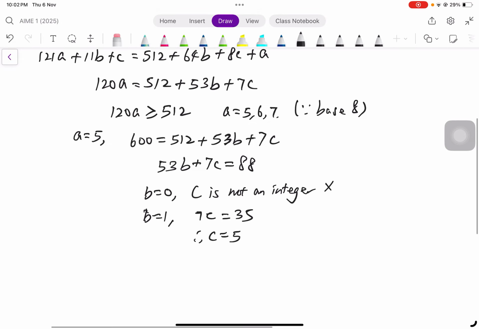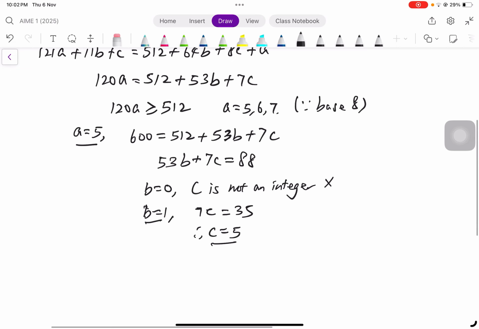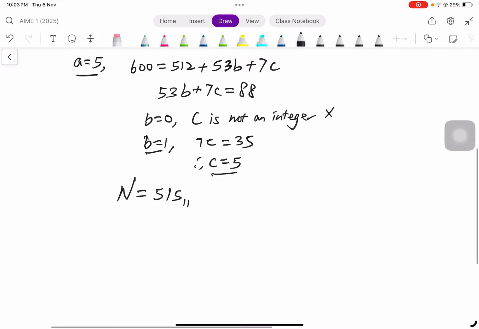That means now we have a is 5, b is 1, c is 5. Therefore 515 in base 11 is your number n. Then you have to convert this number n to base 10. So n is equal to 11 squared times 5 plus 11 times 1, plus 5. The answer here is 621.